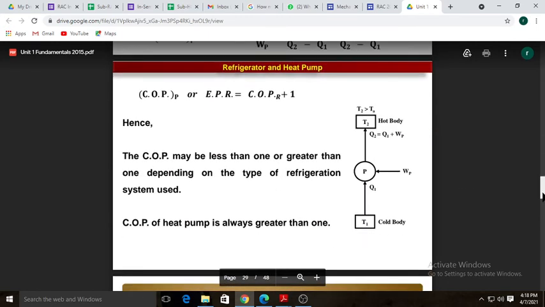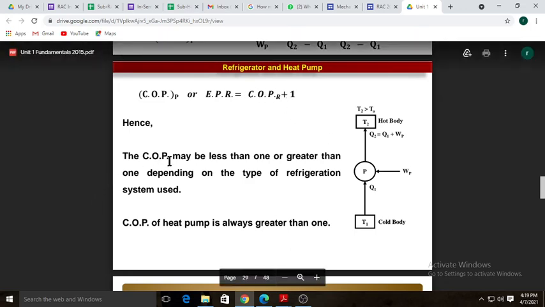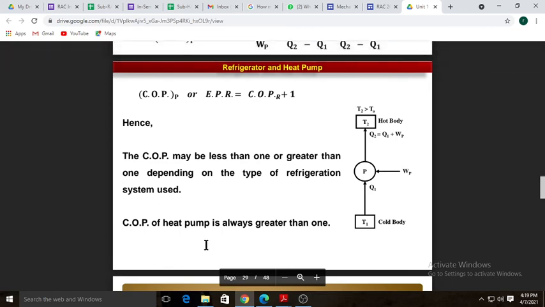Then COP of pump is equal to 1 plus COP of refrigerator. If you put all the values in this formula, you will find it is correct. The COP may be less than 1 or greater than 1 depending on the type of refrigeration system used. The COP of a heat pump is always greater than 1.